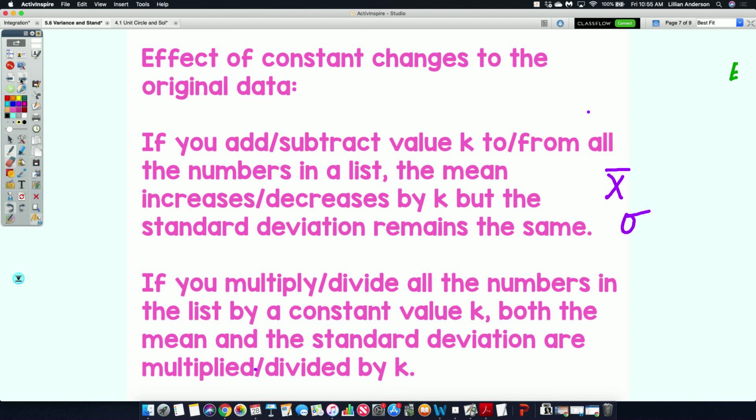All right. So, how do constants affect your standard deviation and your mean? We're going to talk about that next. Okay? How it affects it. If you add or subtract a value to or from all the numbers in your data set, then the mean increases or decreases by that value, but the standard deviation remains the same.